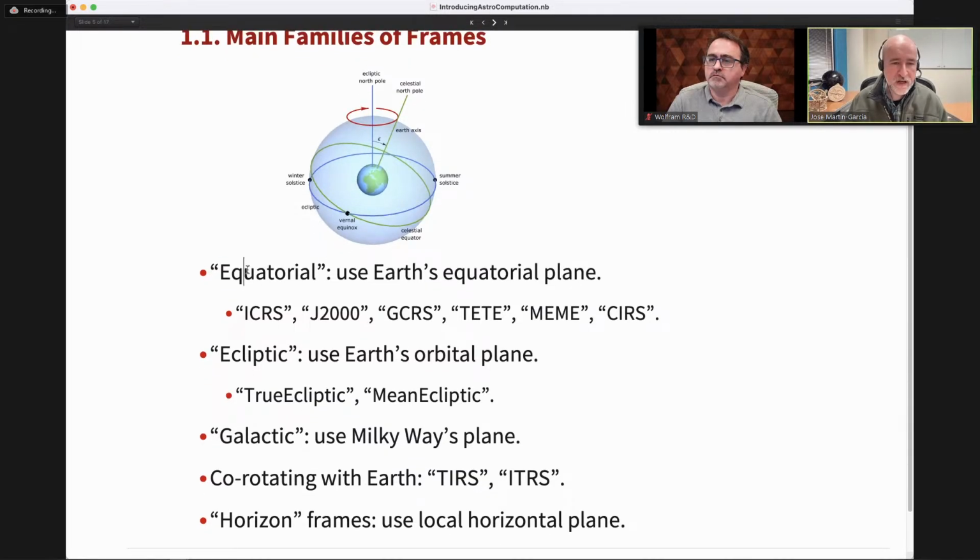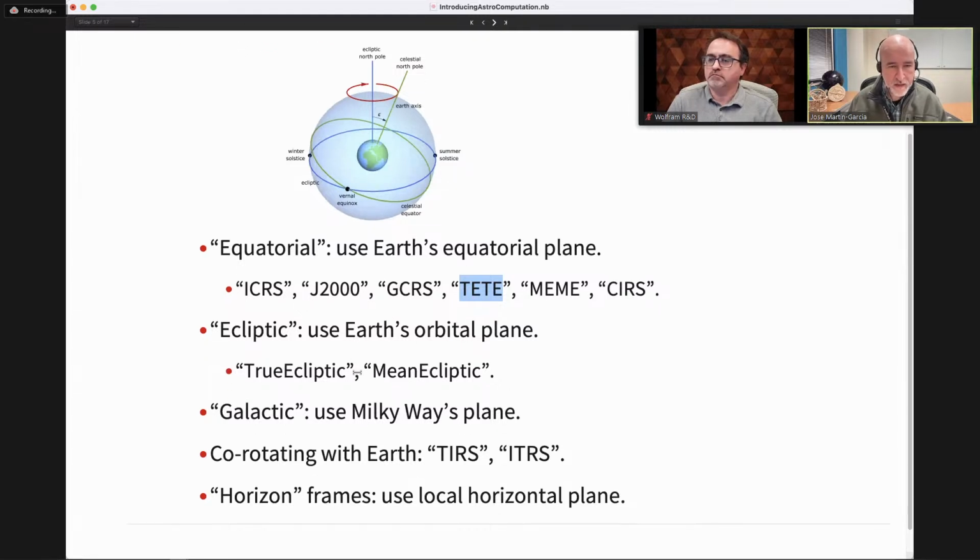So some frames are called equatorial. We have a family of equatorial frames, and there are several variants. ICRS is the most important one. It's one that doesn't move with respect to the distant stars. And then we have others fixed with respect to the center of the Earth, or fixed with respect to the true equator, true equinox, mean equator, mean equinox, etc. We can go into details of what this means if you ask about them.